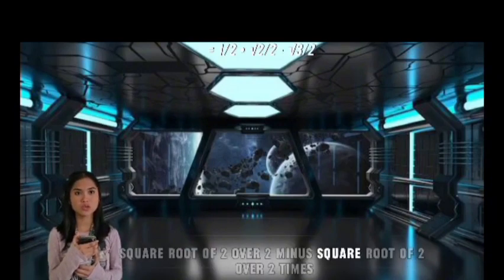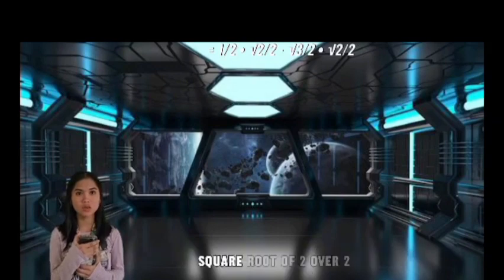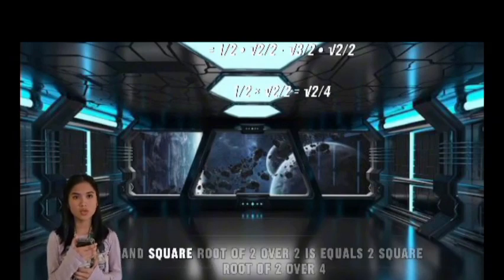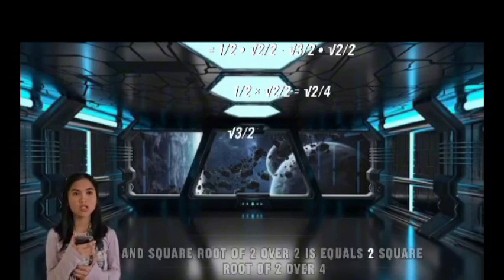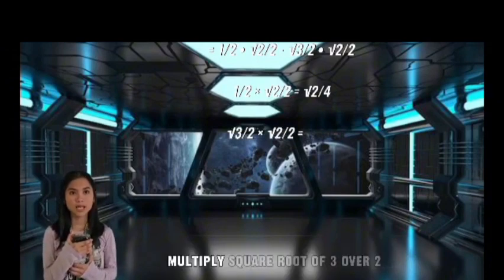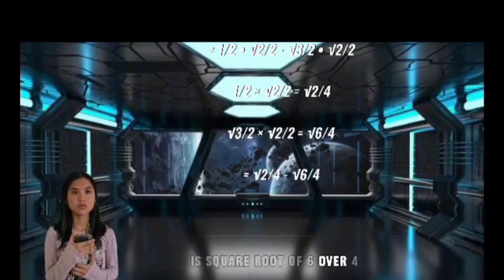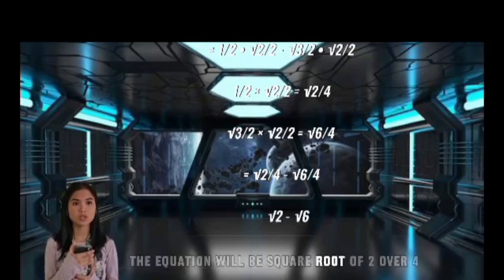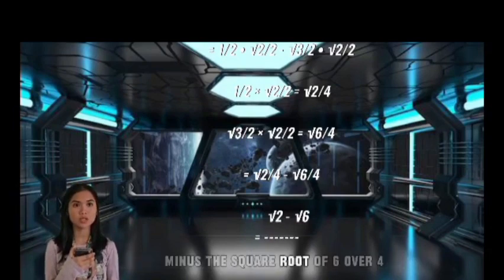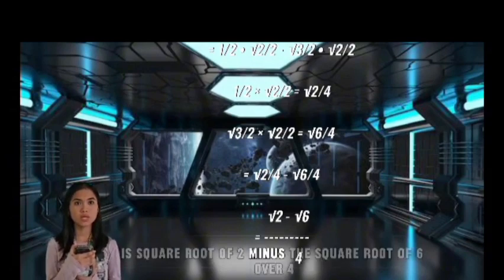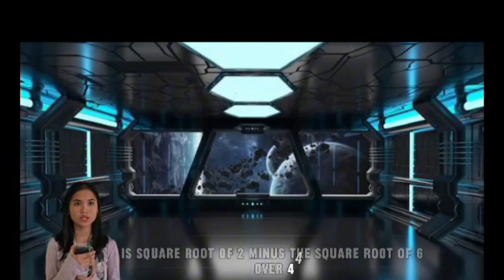2 minus square root of 3 over 2 times square root of 2 over 2. Multiply 1 over 2 and square root of 2 over 2, which is equal to square root of 2 over 4. Multiply square root of 3 over 2 and square root of 2 over 2, which is equal to square root of 6 over 4. The equation will be square root of 2 over 4 minus square root of 6 over 4. Final answer is square root of 2 minus square root of 6 over 4.